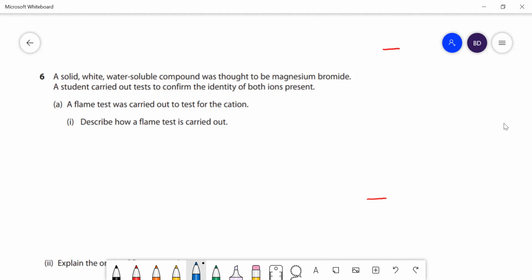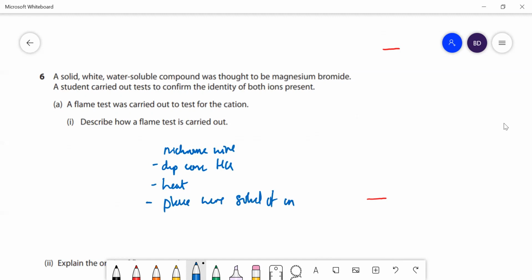Well, you get a piece of usually nichrome wire or platinum wire. Dip it in conc HCl to clean it. Heat it in the Bunsen flame, and then place the wire in some of the solid of interest, and put it back in the Bunsen flame on a blue flame, and look out for the flame color.